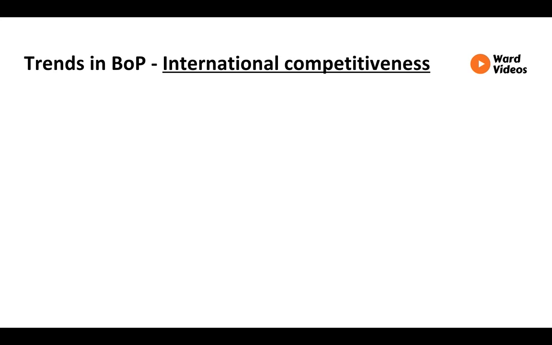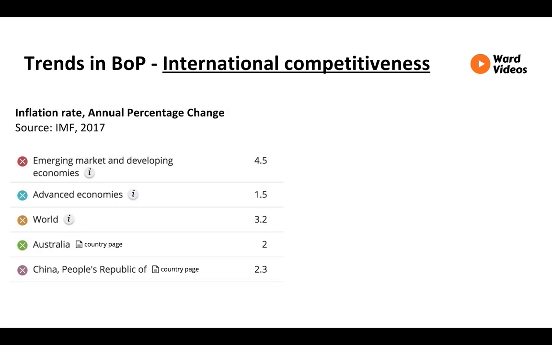Let's now look at the data. The inflation rate from the IMF shows that Australia's rate of inflation was 2%, similar to that of advanced economies at 1.5%, though quite low compared to the rest of the world, 3.2%, and our biggest trading partner at 2.3%. Therefore, Australia is more internationally competitive because our prices are rising slower.